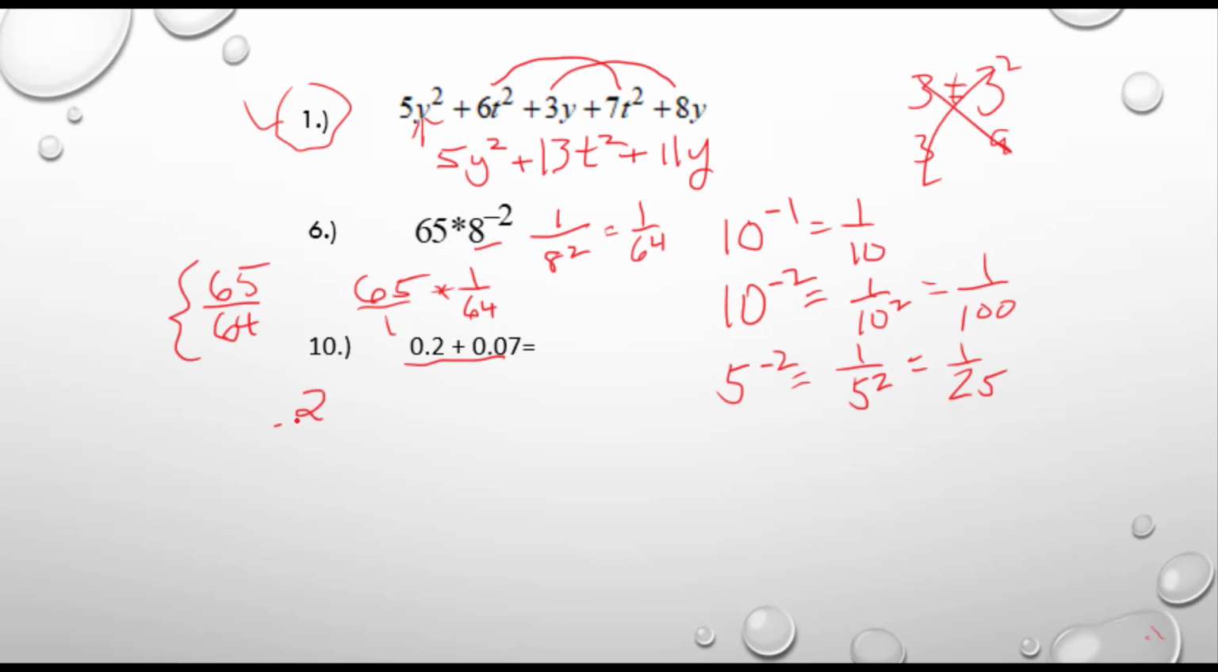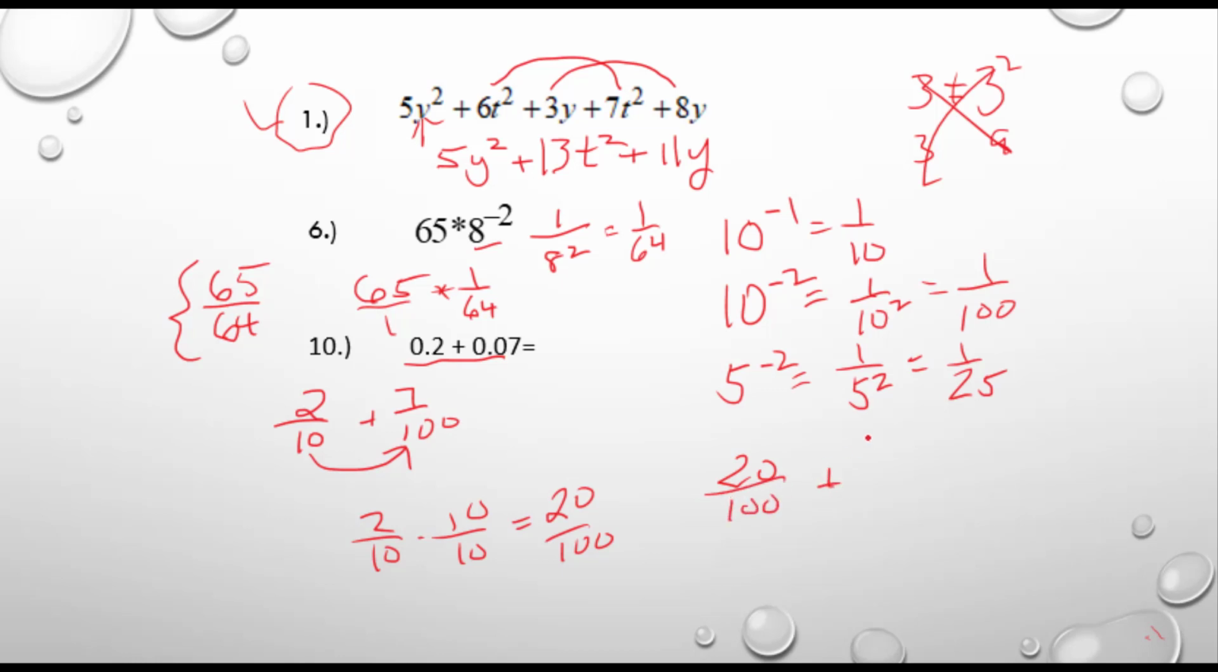So I have 2/10 plus 7/100. I can change tenths into hundreds. 2/10 times 10 over 10 equals 20 over 100. Now I have the same units. I have 20 over 100 plus 7 over 100. So I'm going to get 27 over 100. So this is 27 hundredths, right?